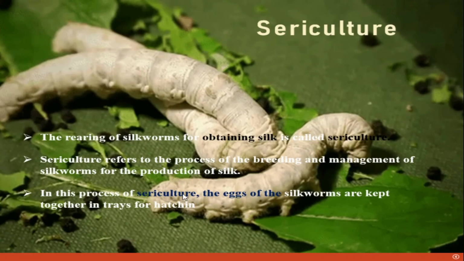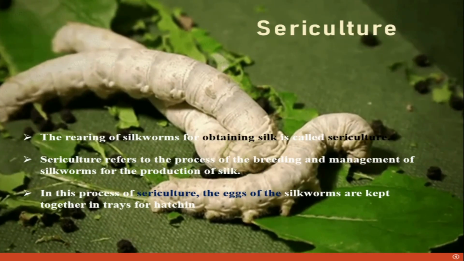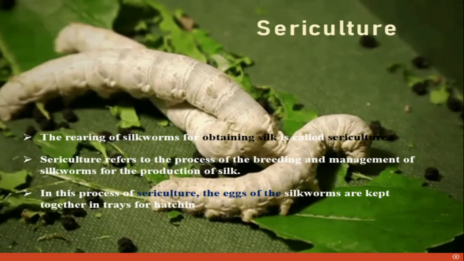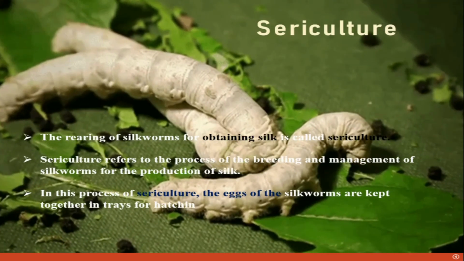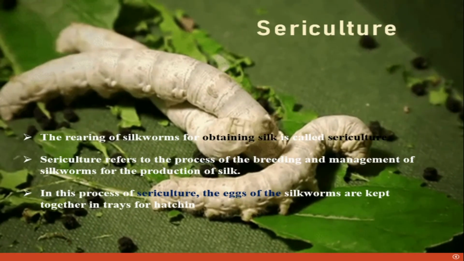See, in this process, what happens? The adult silk moth lays eggs on the underside of the mulberry leaves. Usually sericulture farmers collect the eggs and store them in a particular place. So watch this video. Definitely you will understand easily. This video completely says about the whole life cycle of the silkworm.